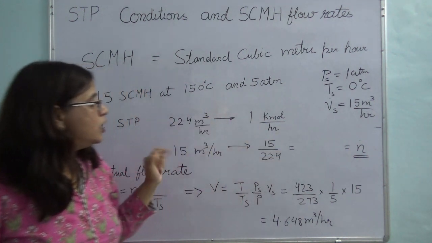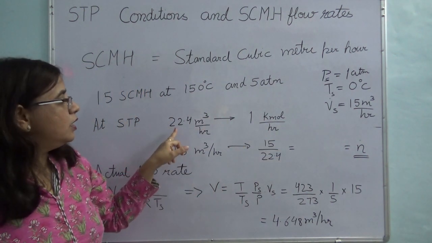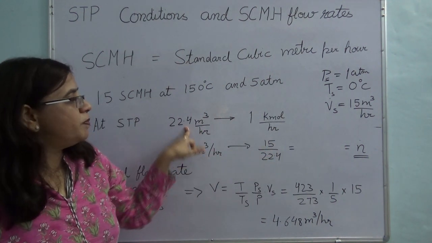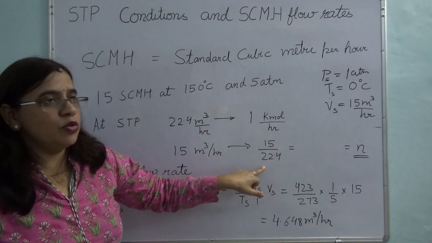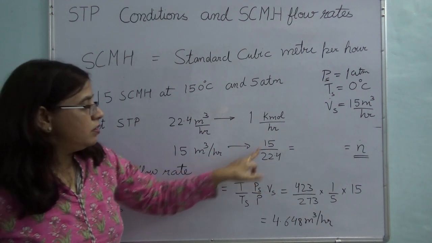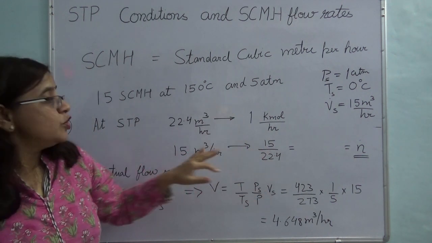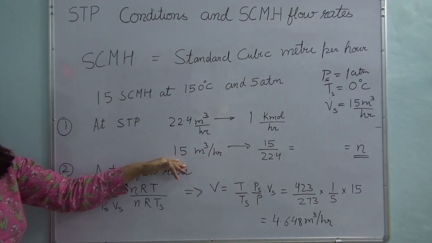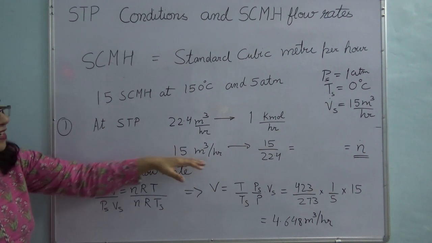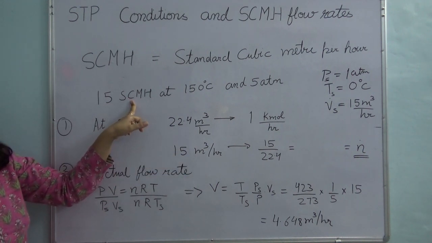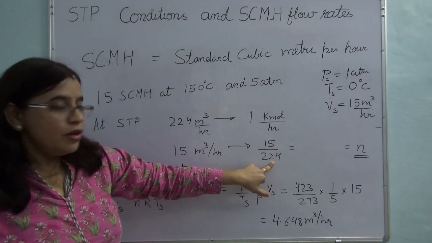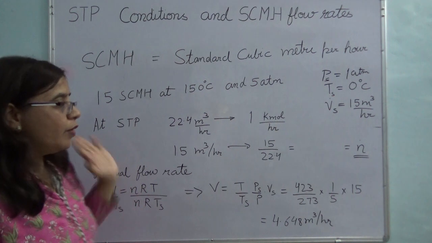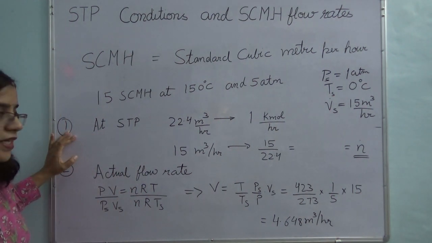Okay, so just by the unitary method, 22.4 meter cube per hour corresponds to 1 kilomole per hour. So 1 meter cube per hour will correspond to 1 divided by 22.4. So 15 will be 15 divided by 22.4. So from the SCMH value, I should be able to calculate my molar flow rate by simply dividing whatever SCMH value you have by 22.4. You can calculate and see for yourself. Okay, so this is one piece of information which you can get.